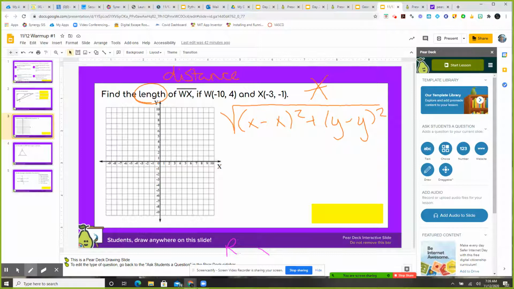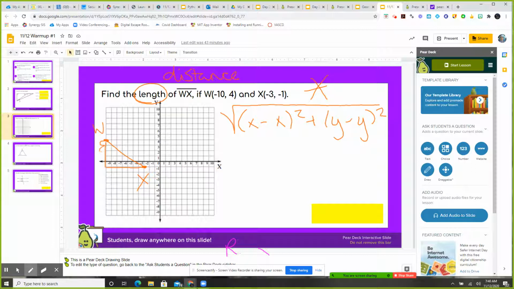The other thing to do is you can label them. So you can go 10 to the left and 4 up, and that's W. And you can go 3 to the left and 1 down, that's X. And then you could make this right triangle. Anybody like making the right triangles?